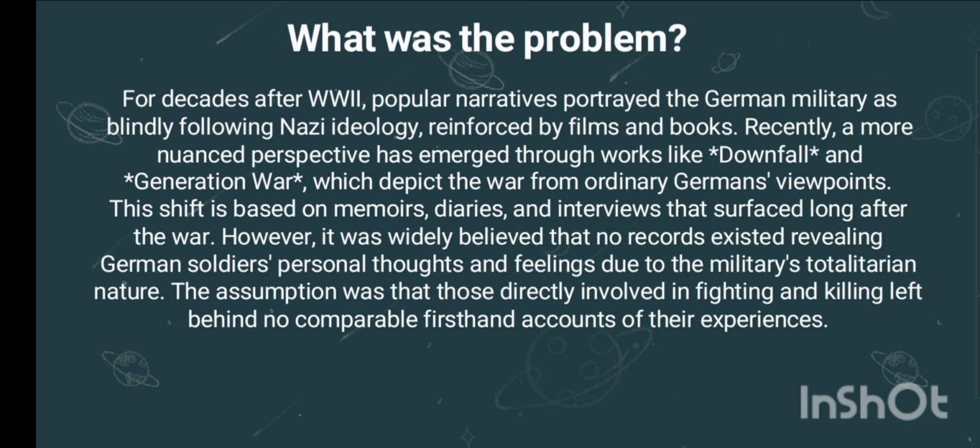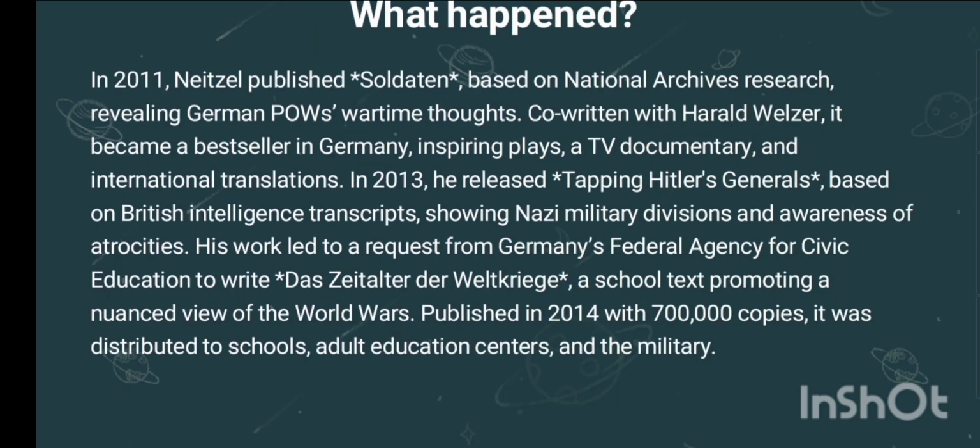However, it was widely believed that no record existed revealing German soldiers' personal thoughts and feelings due to the military's totalitarian nature. The assumption was that those directly involved in fighting and killing left behind no comparable first-hand accounts of their experiences. What happened? In 2011, Neitzel published Soldaten, based on National Archive research, revealing German POWs' wartime thoughts, co-written with Harald Welzer.